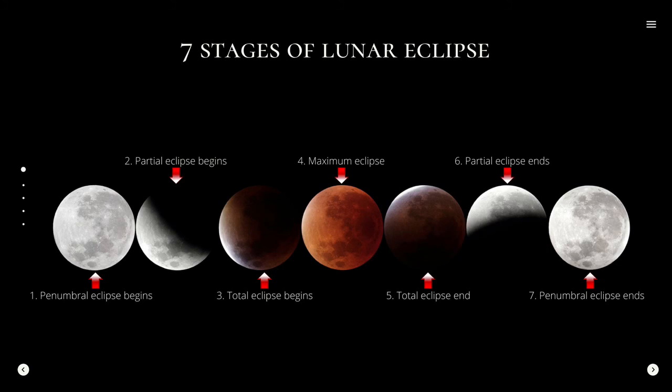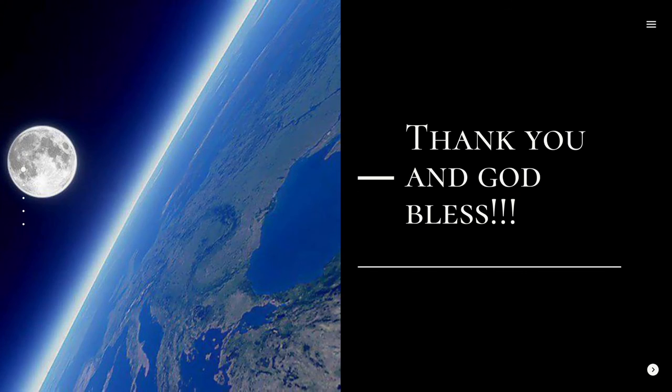And the fourth one, the maximum eclipse. This is the middle of the total eclipse, or the climax. And the fifth one, we have the total eclipse ends. At this stage, Earth's umbra starts moving away from the Moon's surface. And the sixth one, we have the partial eclipse ends. Earth's umbra completely leaves the Moon's surface. And the seventh stage, we have the penumbral eclipse ends. At this point, the eclipse ends and Earth's shadow completely moves away from the Moon.